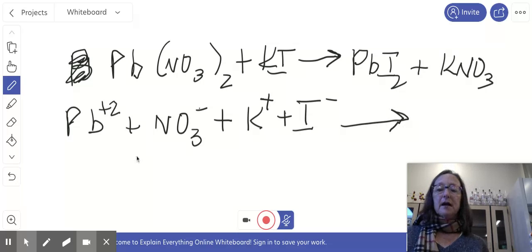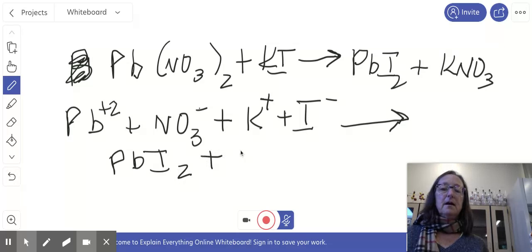On the other side, we have two choices for the precipitate. Either the PbI2 is going to stay together, or the KNO3 is going to stay together. And we know group 1 metals dissociate. So what that leaves us with is PbI2 as our precipitate. We will not dissociate it. And then the KNO3, we're going to have a K+ ion forming and an NO3- ion forming.